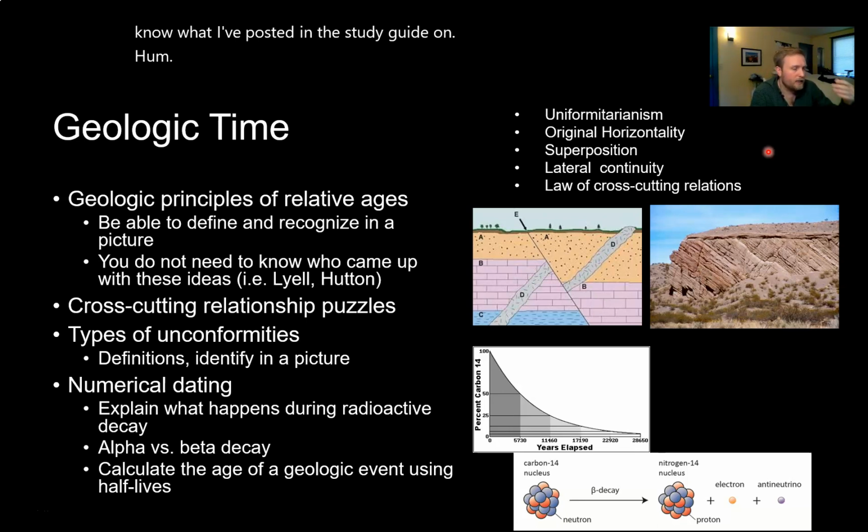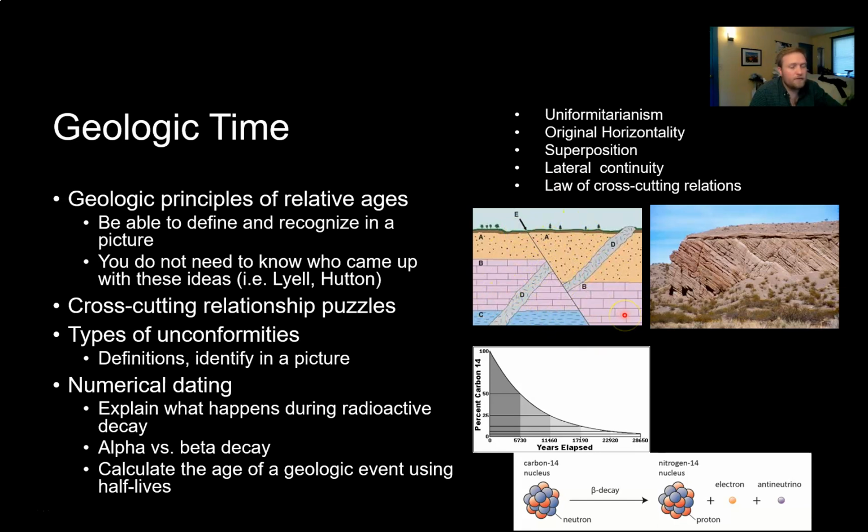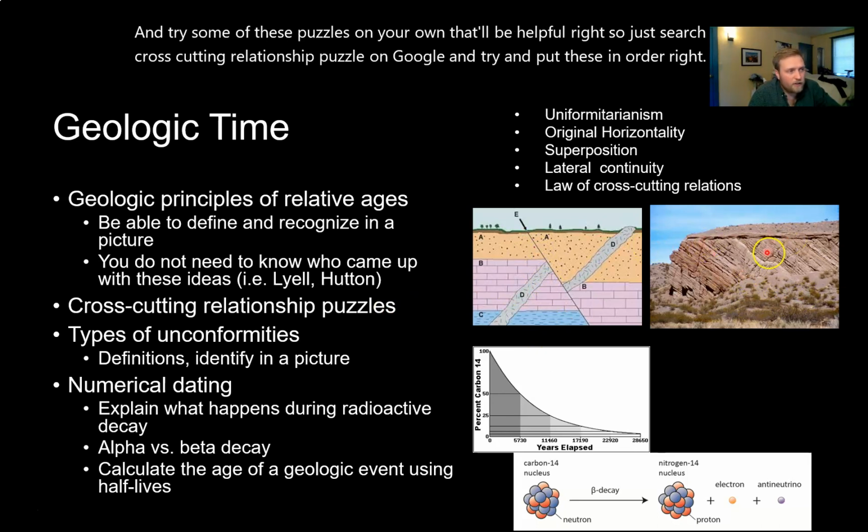So for geologic time, you need to know the 5 principles of geologic time and what they mean. Over here, cross-cutting relationships. If you just search this on Google and try some of these puzzles on your own, that'll be helpful. Search cross-cutting relationship puzzle on Google and try to put these in order. And identifying unconformities: here's an angular unconformity. If I gave you a picture like this, you should be able to identify that.